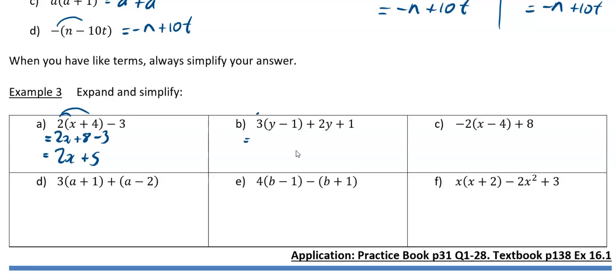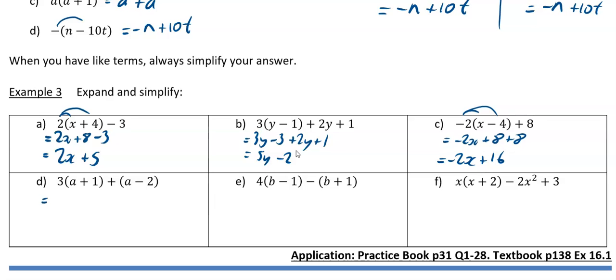Okay, example B, we have 3 times y, which is just 3y, 3 times minus 1, which is minus 3, and then you have plus 2y and you have plus 1. 3y plus 2y is 5y, minus 3 plus 1 is minus 2. Next example, you have minus 2 times x, which is minus 2x, minus 2 times minus 4, which is plus 8, and you have another plus 8. That becomes minus 2x plus 16.